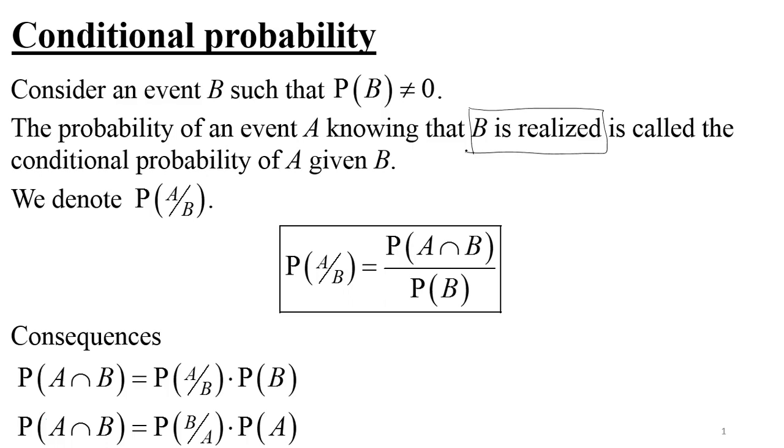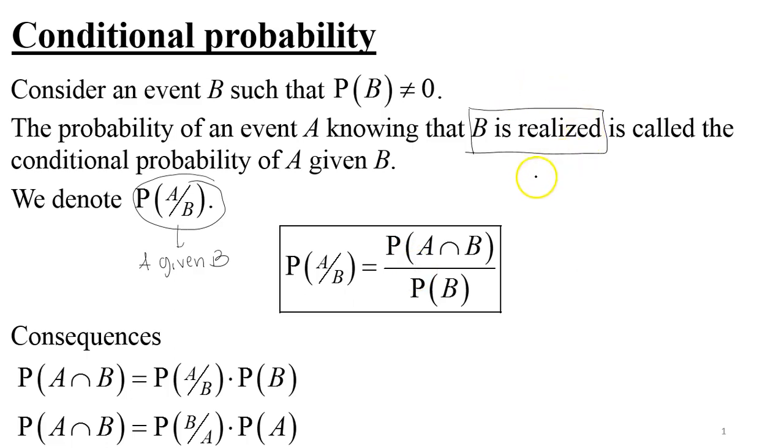So the probability of A, knowing that B has happened or that B is realized, is called the conditional probability of A given B, and this is how it is denoted. It is denoted by A/B, which means the probability of A given, or on the condition that, B has already happened. So this is in fact A given B. Now, to calculate the probability of A given B, that would be the probability of A inter B divided by the probability of B.